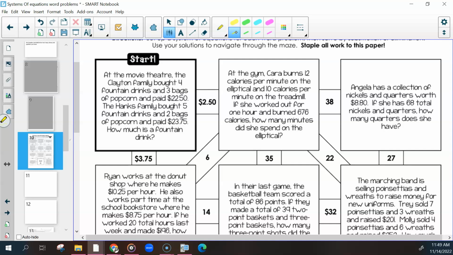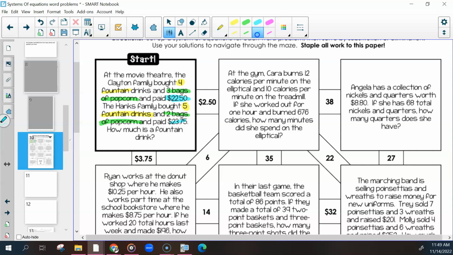What important information did we find there? Which one? The first one. The family bought 4,000 drinks and 3 bags of popcorn. And they paid. The other family, the Hanks family, bought 5,000 drinks and 2 bags of popcorn. And they paid $23.